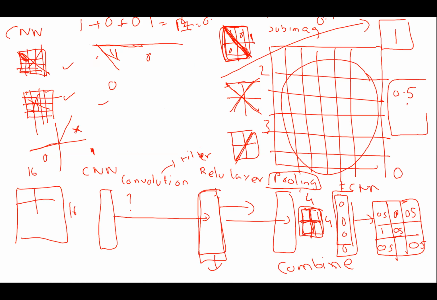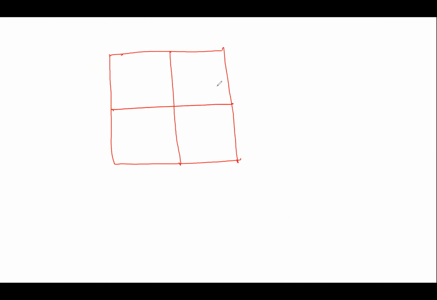Let me just take a simple image. I'll take the same thing, but do 16 by 16. Or let me just do 4 by 4. Maybe this will be easier to explain.